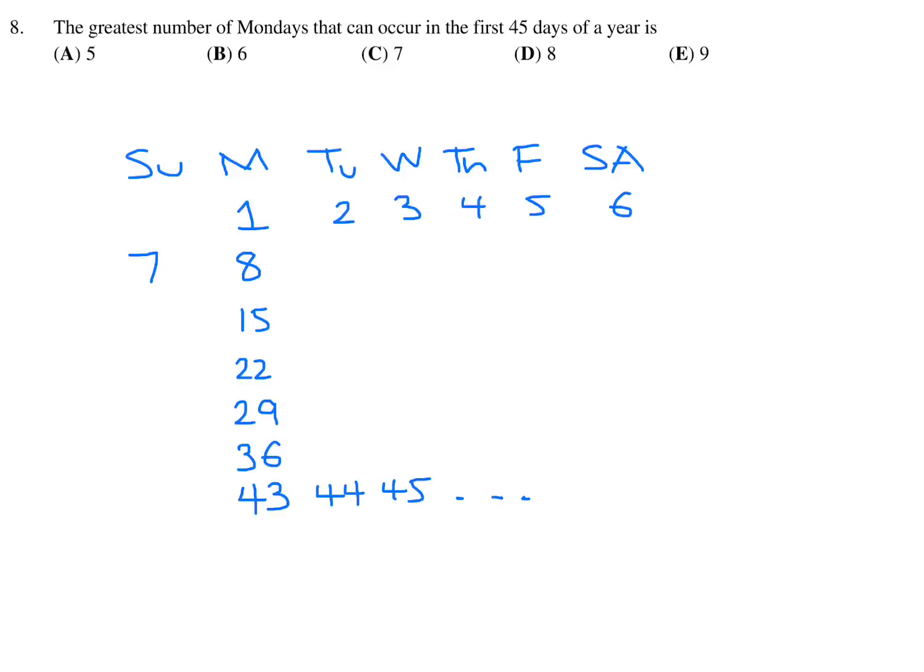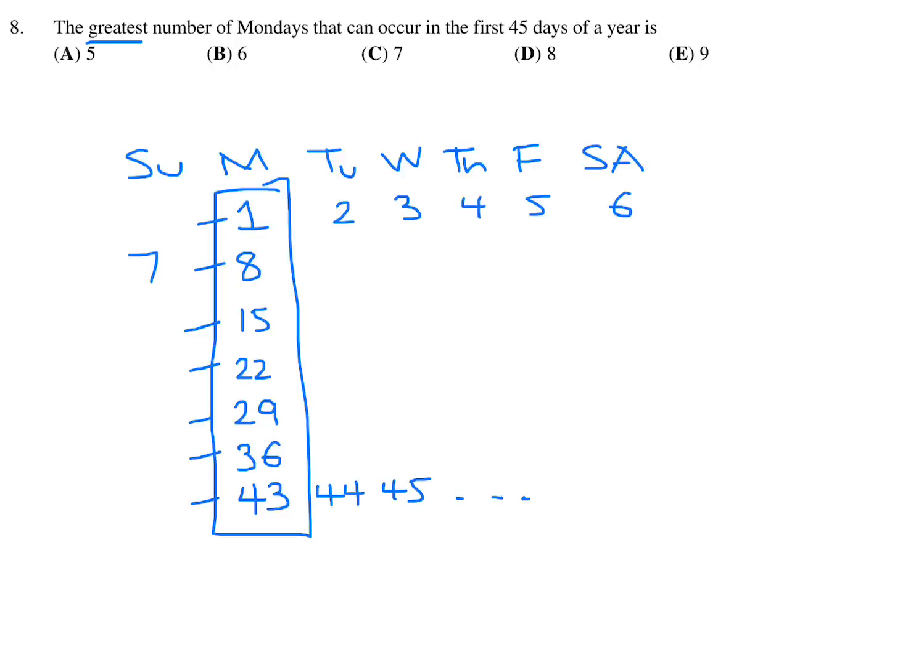So by doing this, how many Mondays did I create? Well, I've got 1, 2, 3, 4, 5, 6, 7. So that's the maximum, the greatest number of Mondays that can occur in the first 45 days of a year.